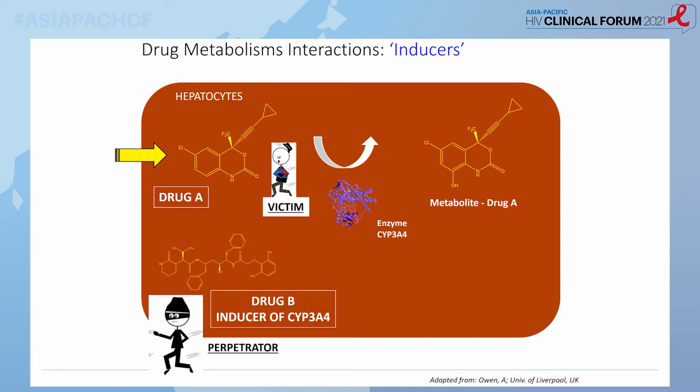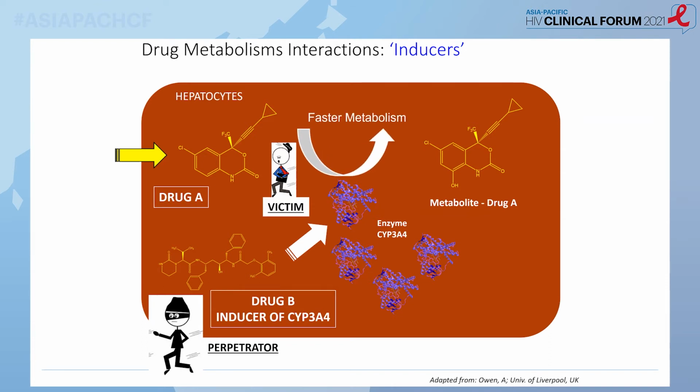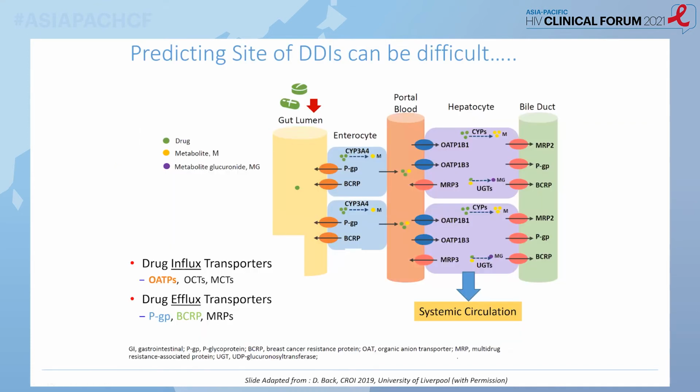Because you add the perpetrator, it induces the enzyme. So it starts to increase the number of enzymes by transcription, more protein, more enzymes to metabolize the drug faster. And therefore you have faster metabolism of that drug. Consequently, drug A systemic concentrations might be lower than what you would expect at that dose, and therefore that gives issues for efficacy. So that's what we are talking about, antiretrovirals specifically with TB medications, and specifically rifampicin and rifabutin.